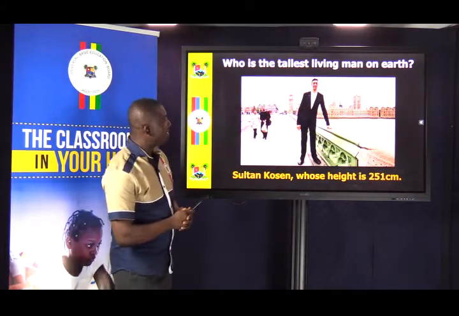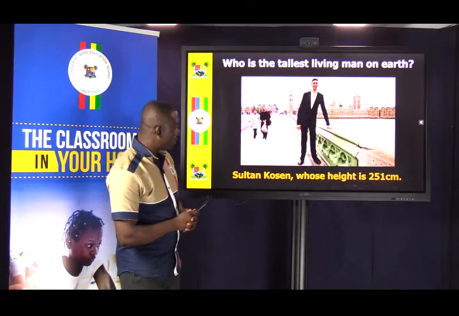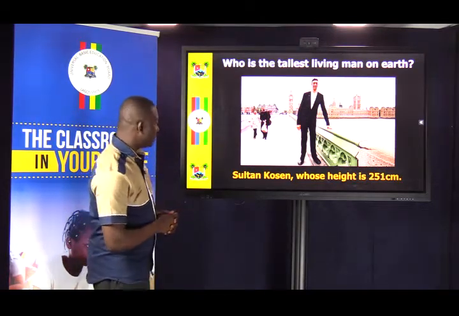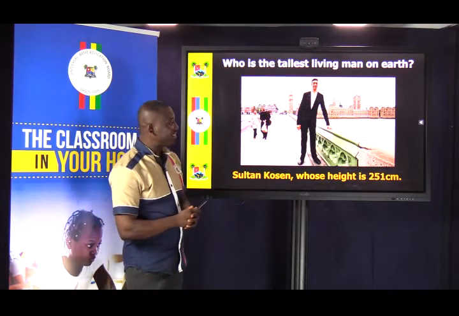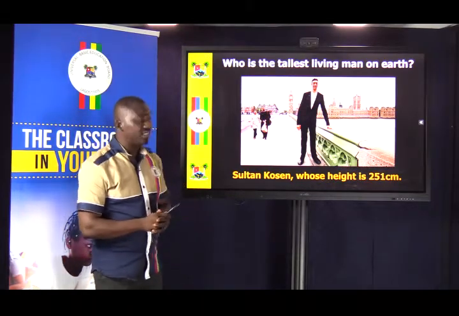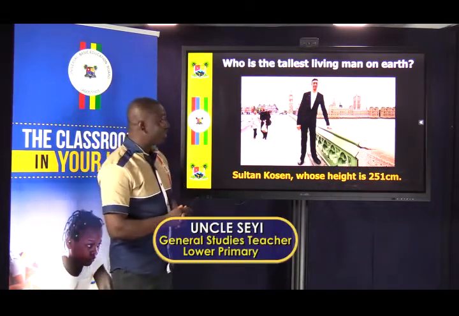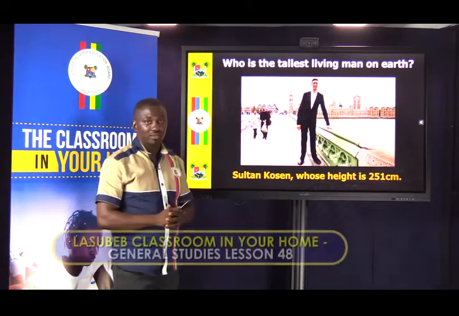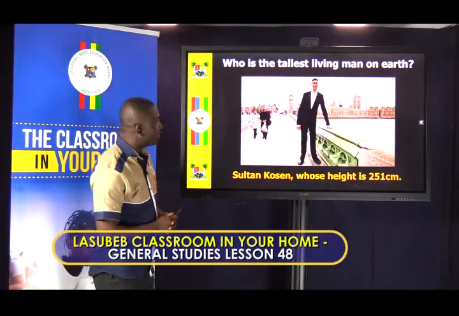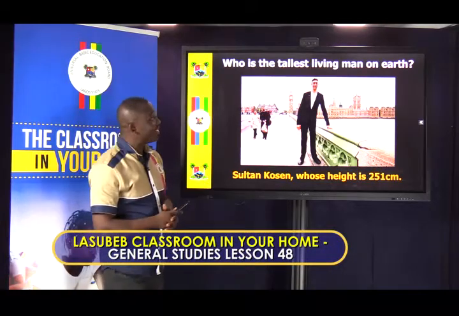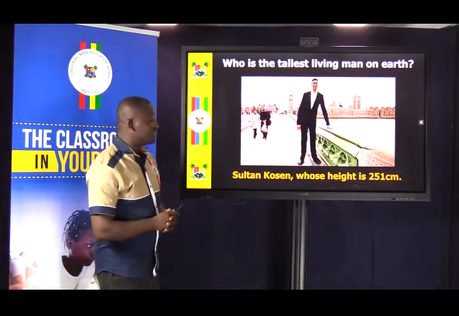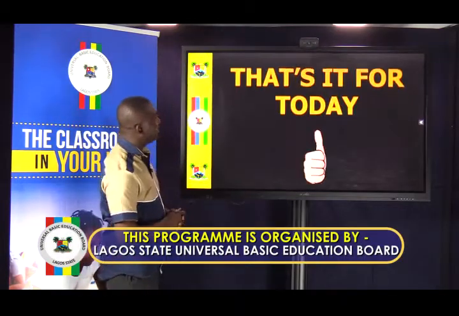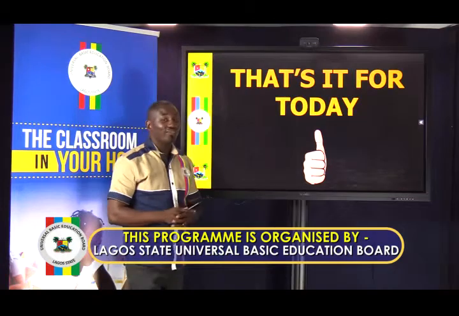Oh, the man is so tall. What's his name? Sultan Kosen. Sultan Kosen. And his height is 251 centimeter. So he is 251 centimeter tall, long. Wow. Okay, so who is the tallest living man on earth? His name is Sultan Kosen. Okay. Wow, and that is it for today.